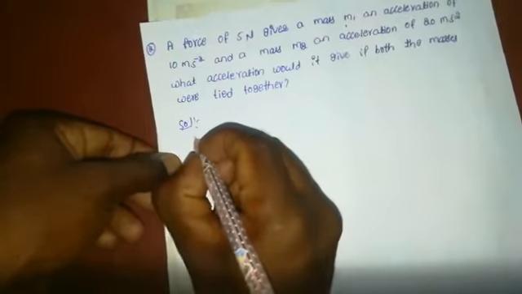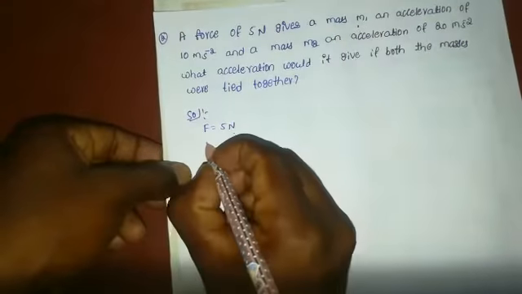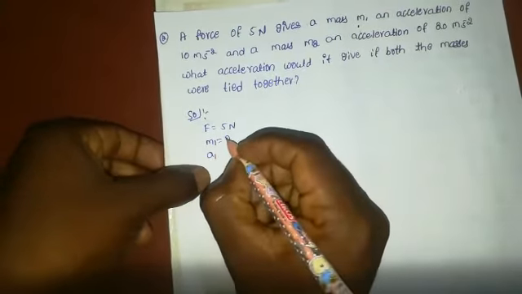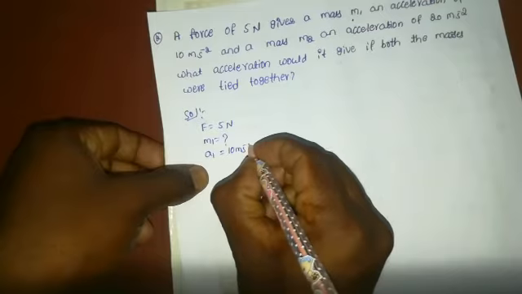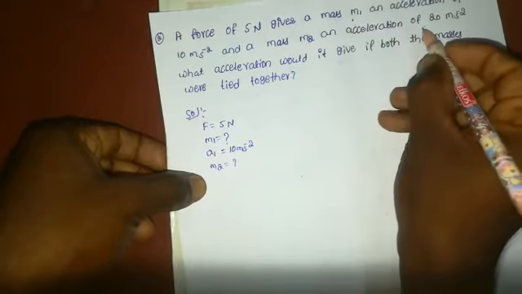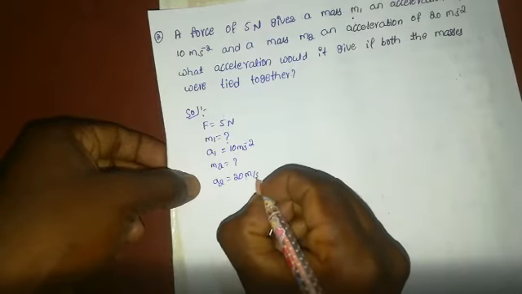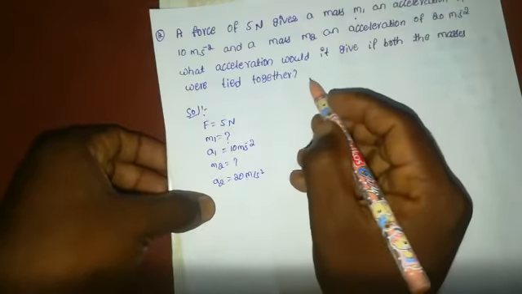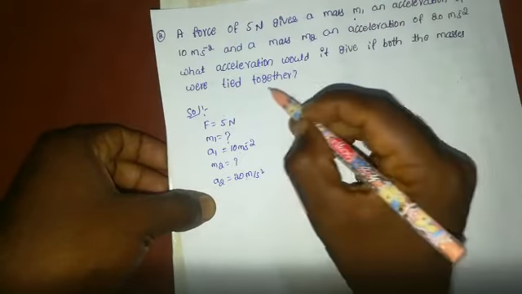The force is 5 Newton, that is F is equal to 5 Newton. Mass m1 we have to find out, the acceleration a1 is 10 meter per second square. And mass m2 we have to find out also, and acceleration a2 is equal to 20 meter per second square. Now we have to find out the acceleration when both the masses, m1 and m2, are tied together.